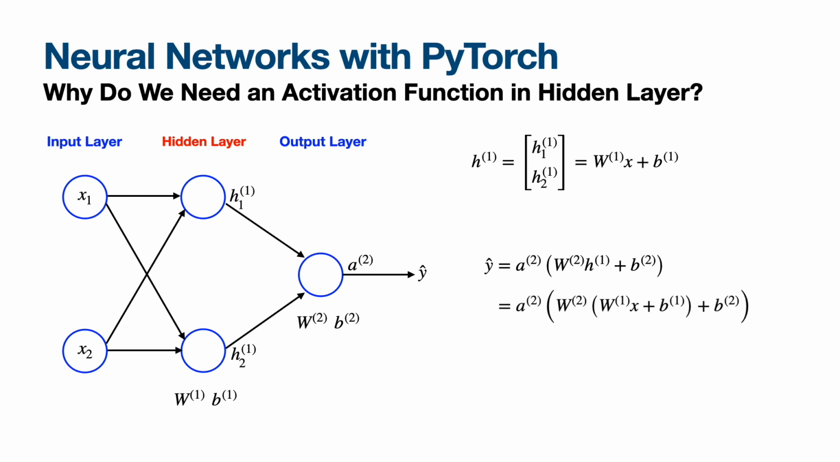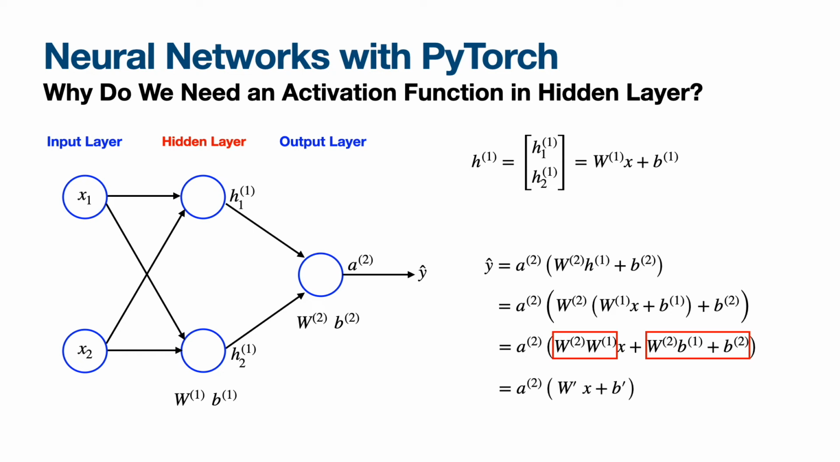We can rewrite the equation using the hidden layer weights and biases. Then, we rearrange the terms for input x and the rest. Multiplying two weight matrices produces another matrix. Let's call it W dash. The remaining term becomes a new bias term. Let's call it B dash.